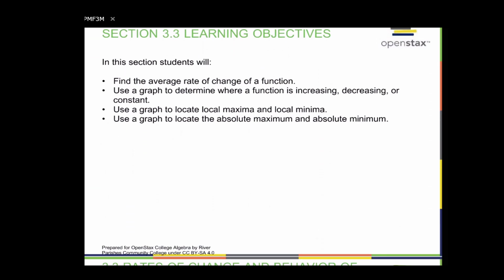So the objectives in this case: we'll talk about the average rate of change of a function. We'll use a graph to determine whether a function is increasing, decreasing, or constant. We'll use a graph to locate local maxima and local minima, and also absolute maxima and absolute minima. So here we go.